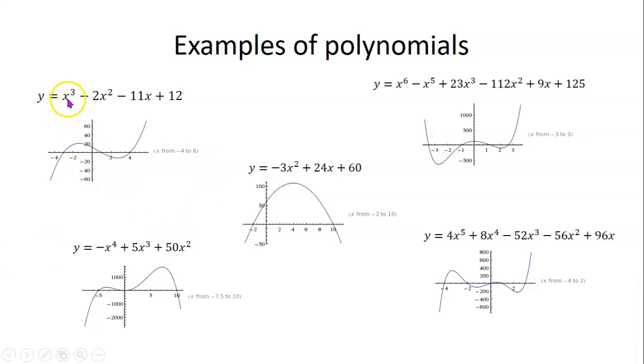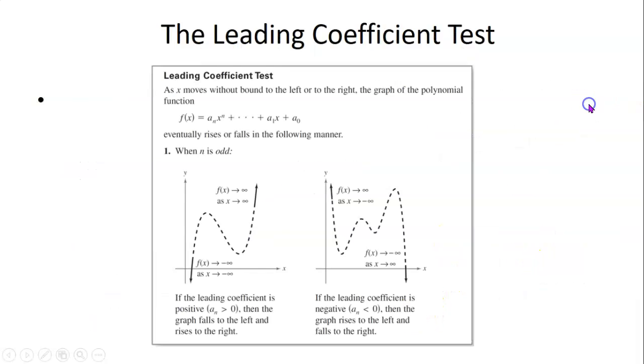And notice degree 3 goes up to the right, down to the left. Degree 4 with a negative leading coefficient, down to the right and down to the left. Degree 2 with a negative leading coefficient, down to the right and down to the left. Degree 6, that's an even degree with a positive leading coefficient, up to the right, up to the left. Degree 5, that's an odd degree with a positive leading coefficient, up to the right and down to the left.